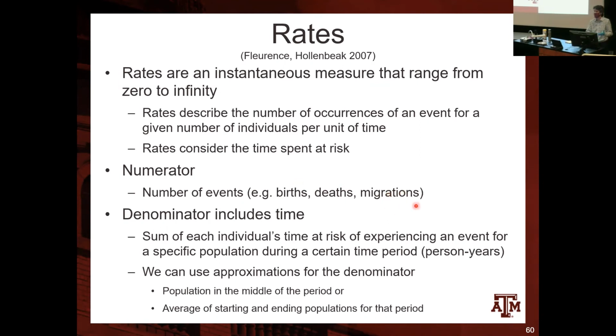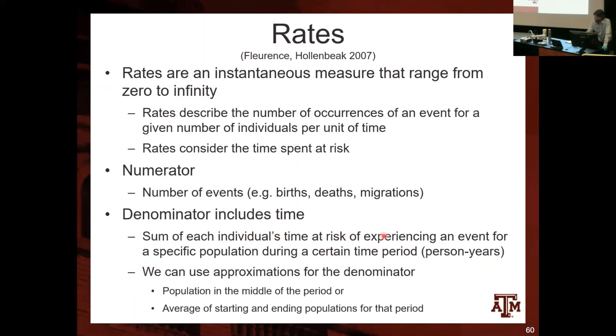For immigration rates, we count in the numerator how many people entered a specific country. For emigration, we would put the people who left a specific country in a specific time period in the numerator. The denominator includes time. That's the difference between rate and probability. In this case, the denominator is the sum of each individual's time at risk of experiencing an event for a specific population during a certain time period.